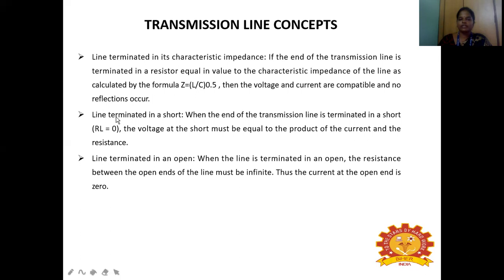What happens when the line is terminated in a short? When the transmission line end is terminated in a short, RL is equal to 0, so the voltage at the short must be equal to the product of current and the resistance. If the line is terminated in an open, the resistance between the open ends of the line must be infinite. We know that in an open circuit, current will not flow, so the current at the open end will be 0.